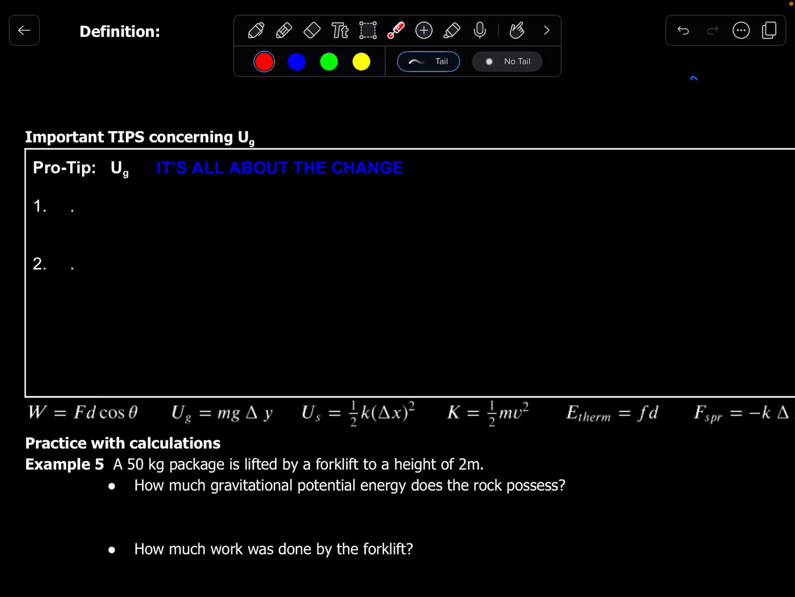We talked about positive and negative work. If the force and the displacement are in the same direction, it's positive work. If it's in the opposite direction, it's negative work. If it's perpendicular, it's zero work.